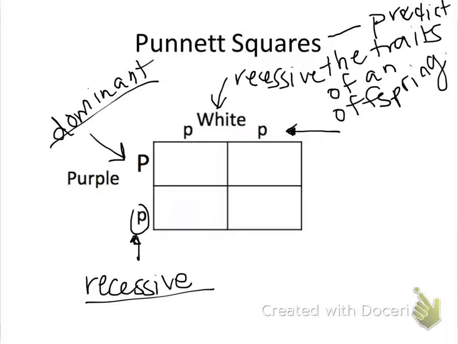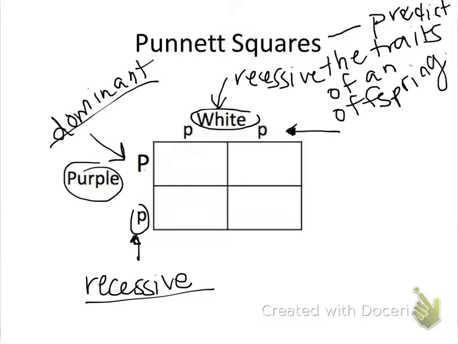So let's pretend we're going to reproduce these two. We have a white flowered pea plant, and we're going to reproduce it with a purple flowered pea plant. So let's see what kind of offspring we might get. What we do is we take one allele from above, and the allele that's written on the side, and put them together into the box.